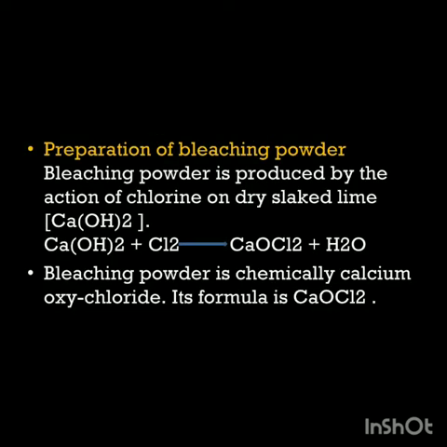Preparation of bleaching powder. Bleaching powder is produced by action of chlorine on dry slacked lime. The chemical name of bleaching powder is calcium oxychloride and its formula is CaOCl2.